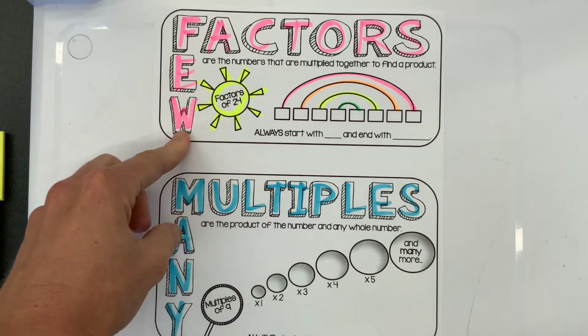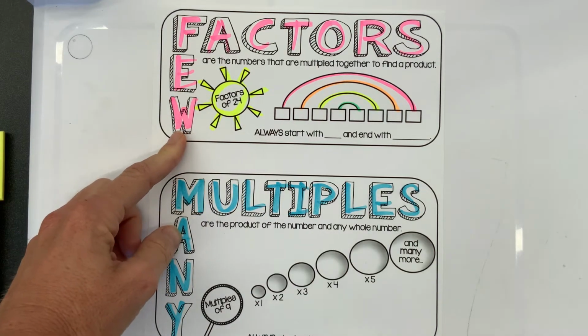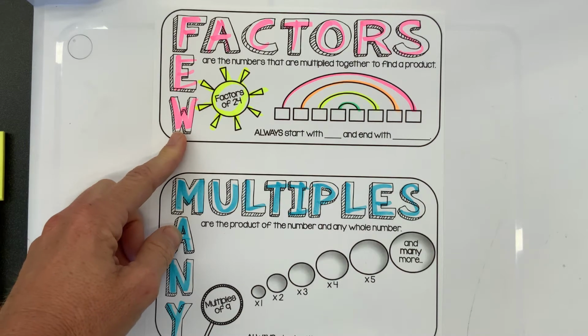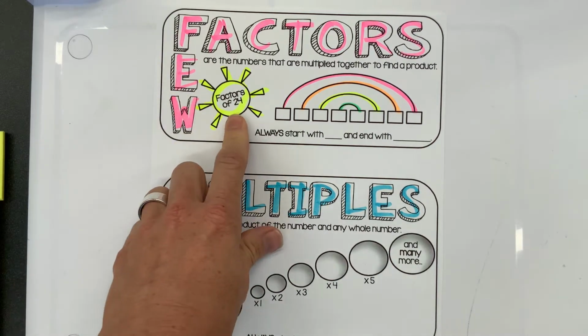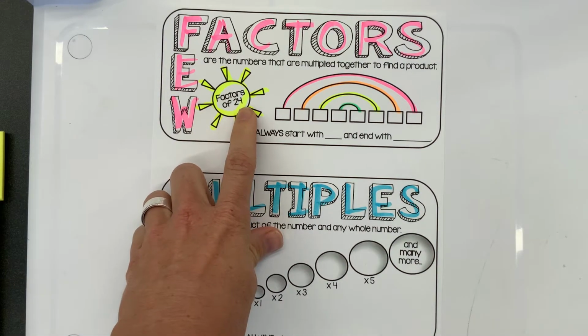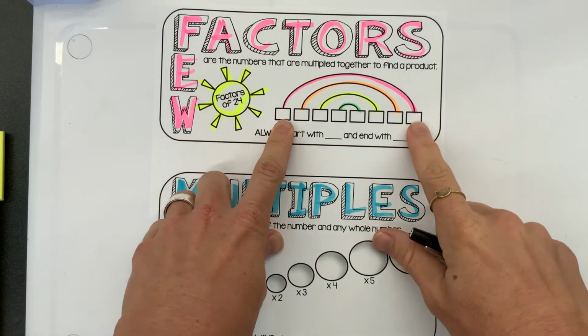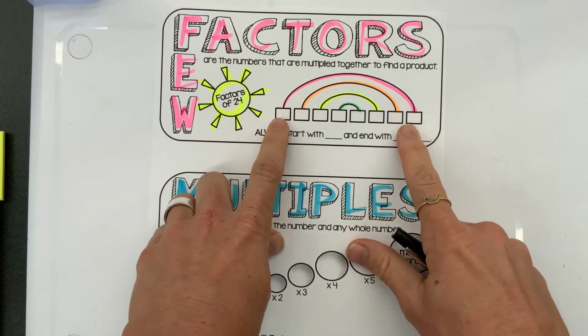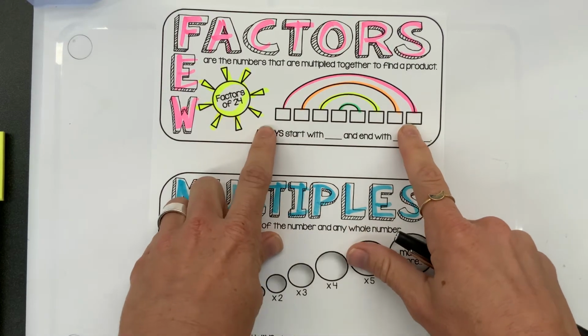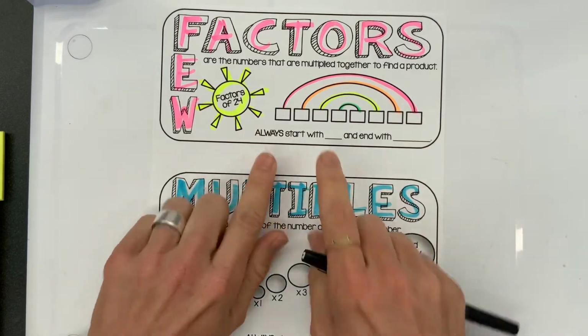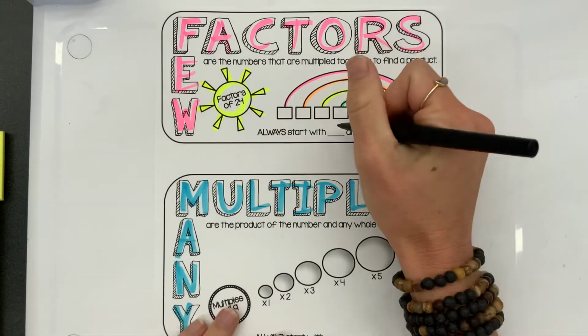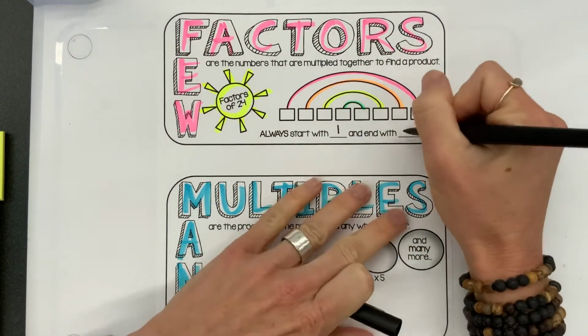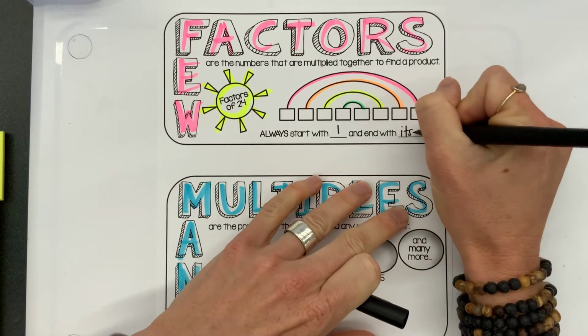Factors are the numbers that are multiplied together to find a product. So let's say I wanted to find the factors of 24. I want to think of factor pairs, and I'm going to put them together in like a rainbow, so that when you multiply these numbers together, you get 24. You're always going to start with the factors 1 and the number itself.